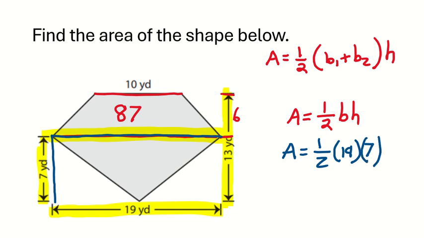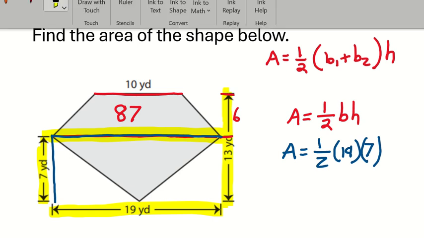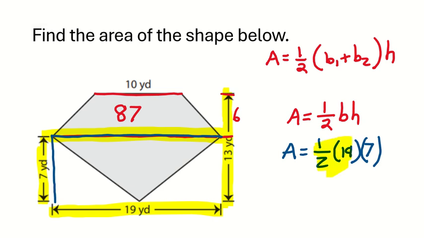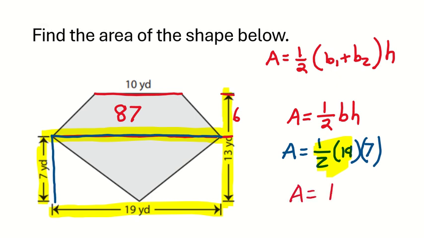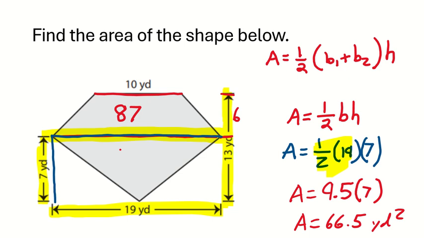Now, having said that, you can multiply these in whatever order you would like. Remember, when we multiply by 1/2, it's just like dividing by 2. So let's just do 19 divided by 2. And that gives us 9.5. So we have area equals 9.5 times the height of 7. And then I can just do that on my calculator, 9.5 times 7. And that gives me an area of 66.5 yards squared. So I can go ahead and write that down right here.